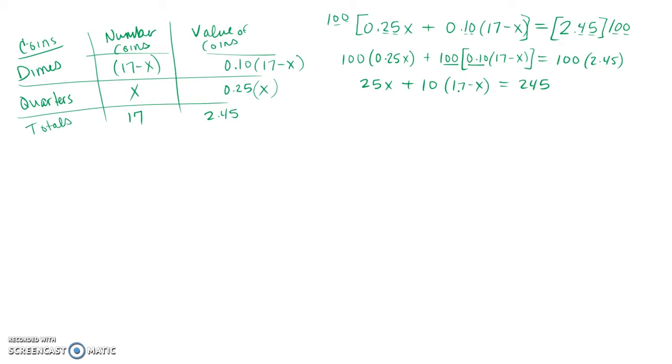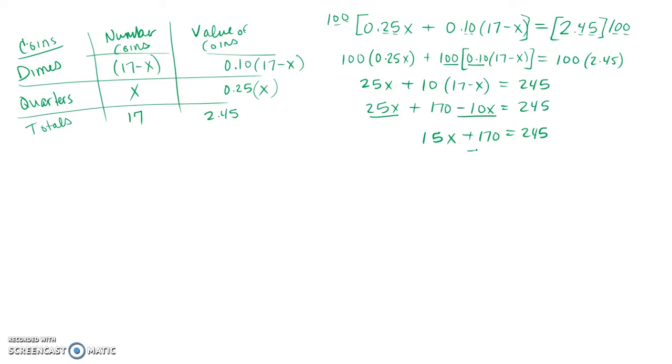We can go ahead and distribute. So 25x stays the same. We'll have 170 minus 10x equals 245. We can combine our like terms. We have 25x and a negative 10x. We'll have 15x plus 170 equals 245. I know I'm going through this kind of fast. Remember, you can always pause or back up the video if you need to copy this down, or if you just want to try it on your own and see what you end up getting.